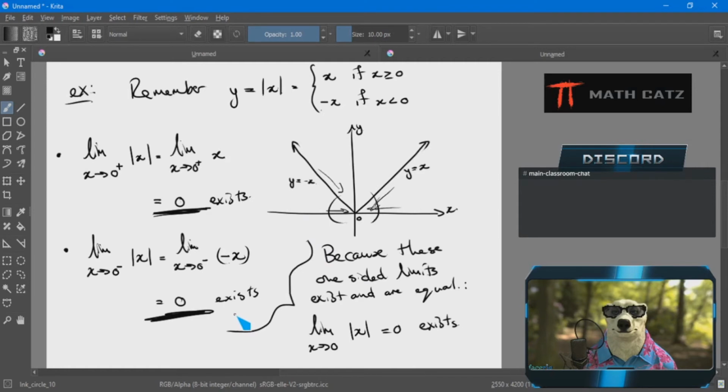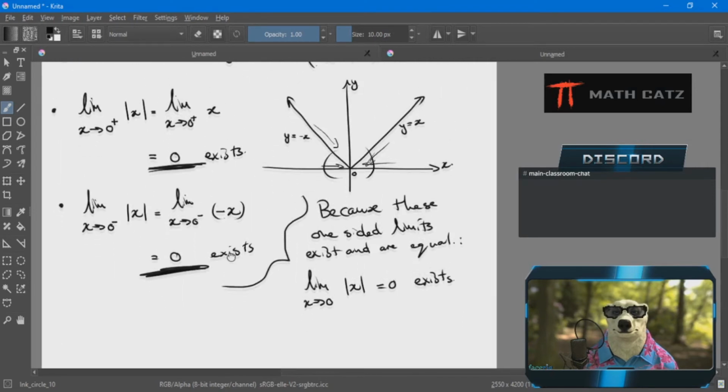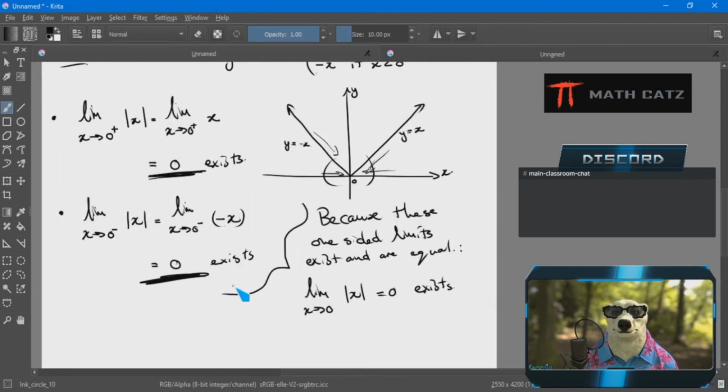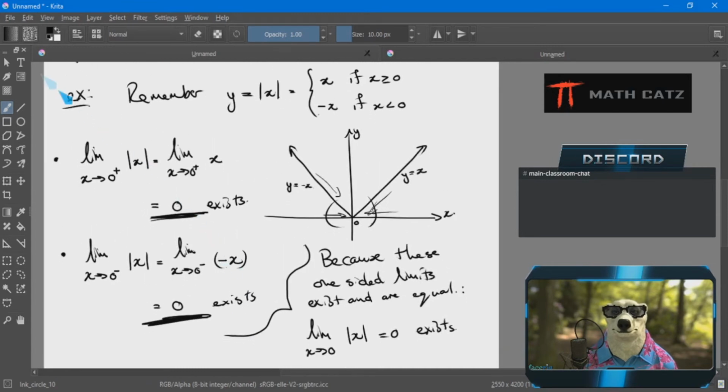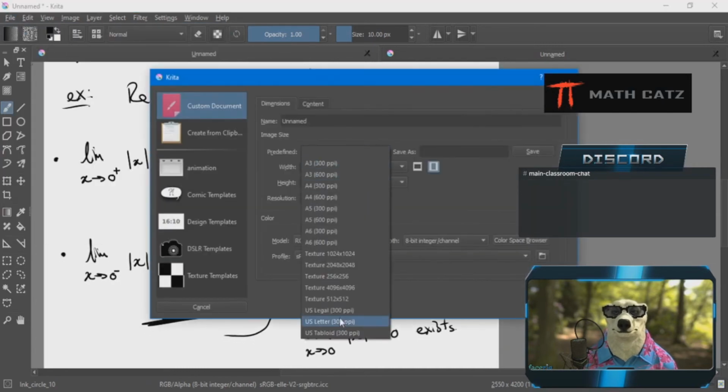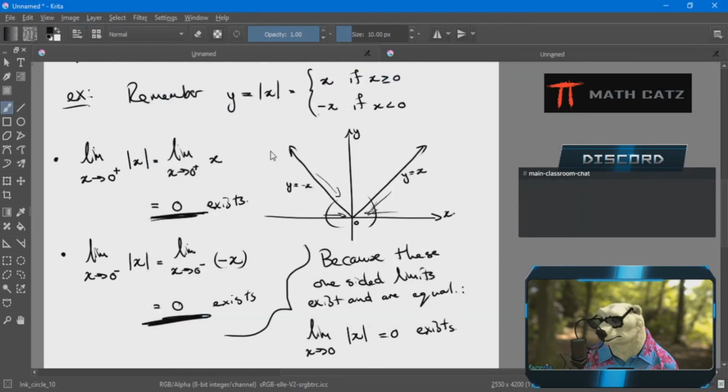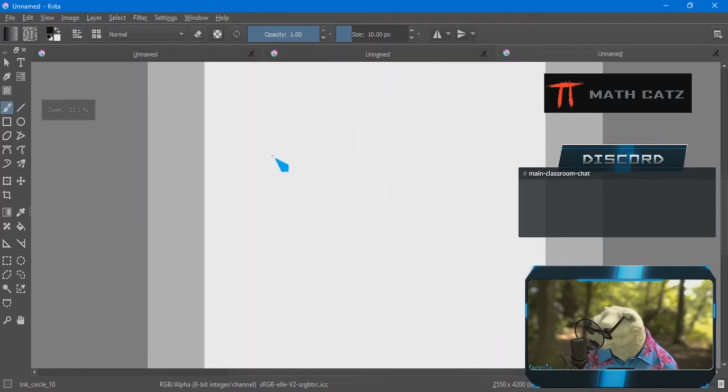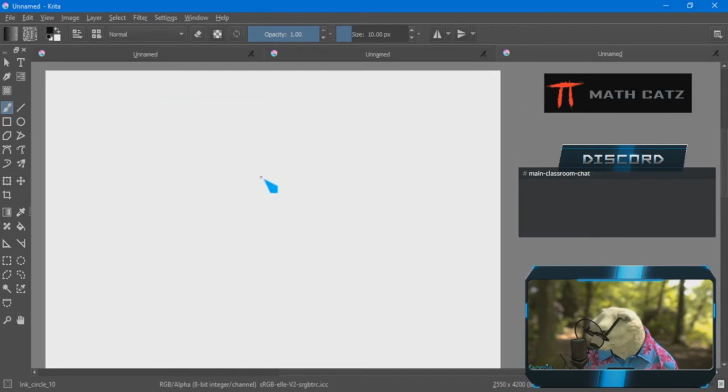I think I'm out of space here. Whoops. There we go. Let's make a new page here. Okay, so let's make a small adjustment to this example. And I want to look at this question. X is approaching 0, and I'm going to take this function.